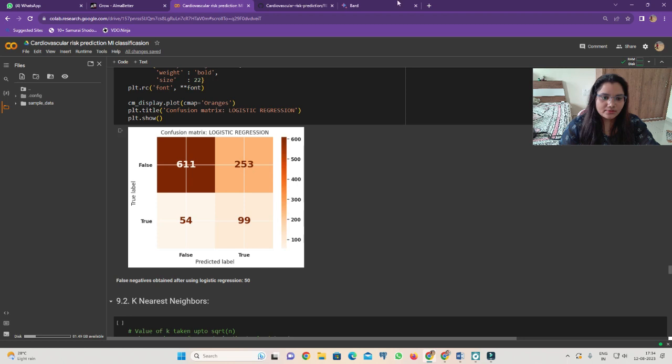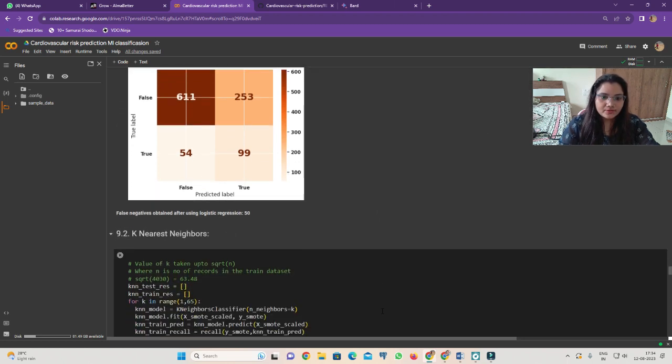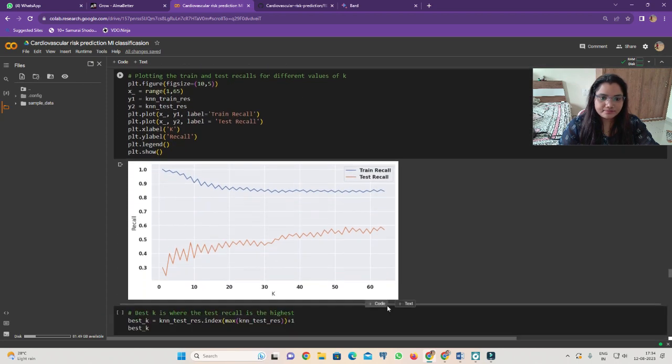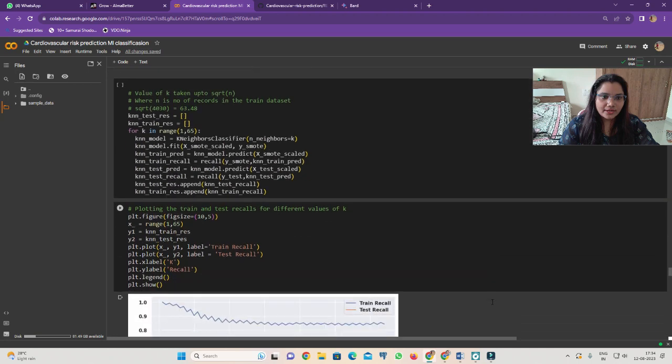In the logistic regression we get a false negative count of 50. Then we go for k nearest neighbors.